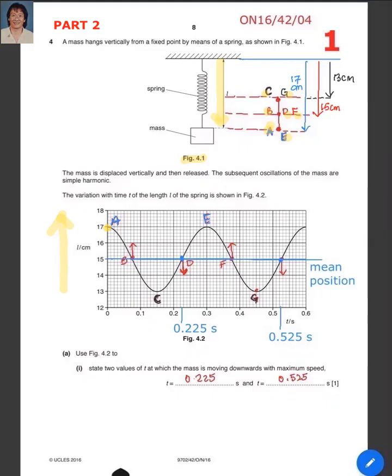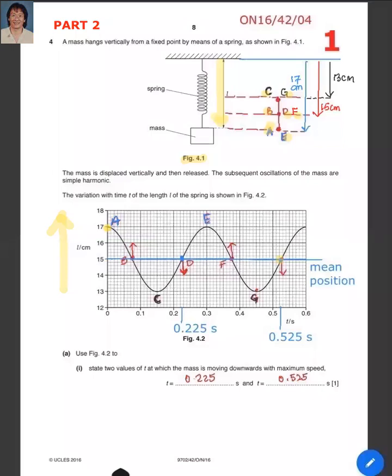So the object is stationary at A and E, C and G. But the object is moving up at B and F and going down at D and this point here.